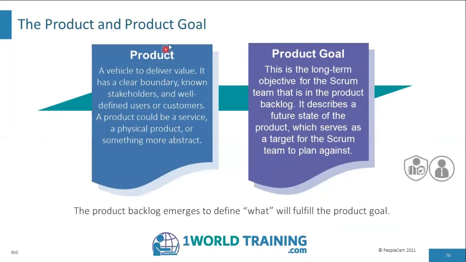The product and the product goal. A product is a vehicle to deliver value. It has a clear boundary, known stakeholders, and well-defined users or customers. A product could be a service, a physical product, or something more abstract. Note the concept of value. Think about what it means to you.